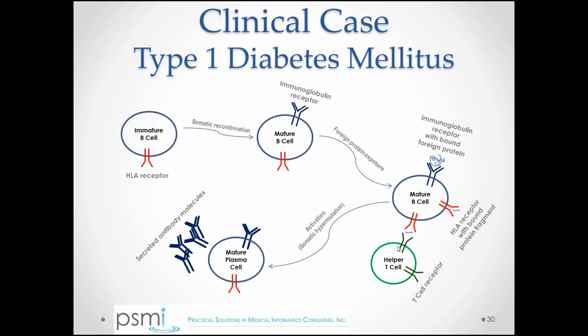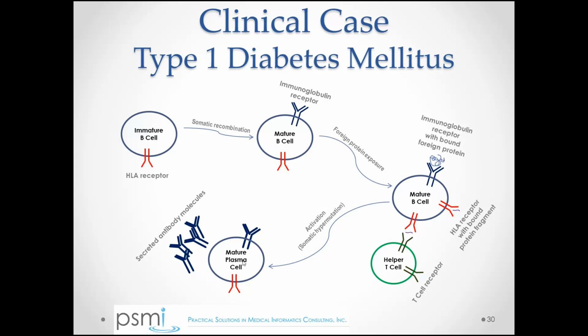And these helper T cells, with their T cell receptors, can only recognize foreign proteins when those proteins are presented in the context of a self HLA receptor. So this allows the helper T cell to first shake hands with the HLA receptor, saying, good, I know you, you're one of us. Oh, and look at this, you're showing me that we've been invaded by a foreign protein.